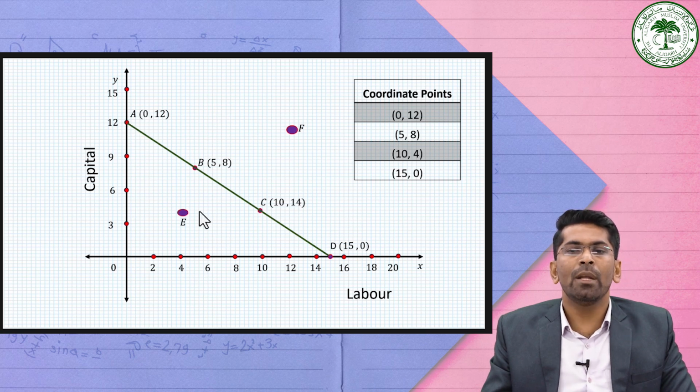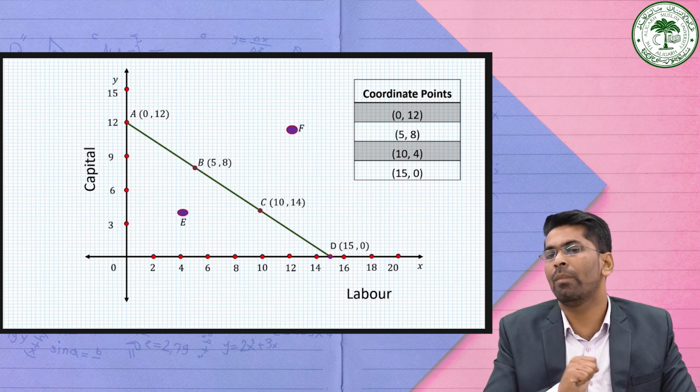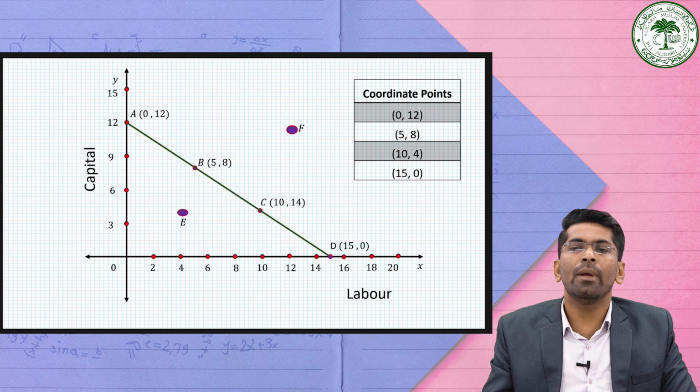So any point below the isocost line shows a combination of capital and labor that the producer could purchase without spending his entire money income. Similarly, any point above the isocost line is a combination of labor and capital that the producer is unable to purchase given his total outlay.